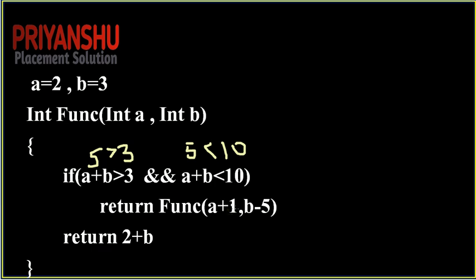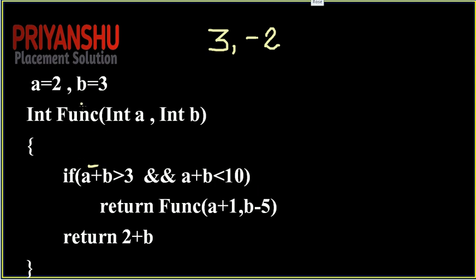A plus 1 means 3, right? And the value of b now is b minus 5. So b minus 5 means 3 minus 5, it means minus 2, right? Now friends, let's check again, and I remove this 5 and 3. So now the value of a is 3 and the value of b is minus 2. So a plus b means 1.